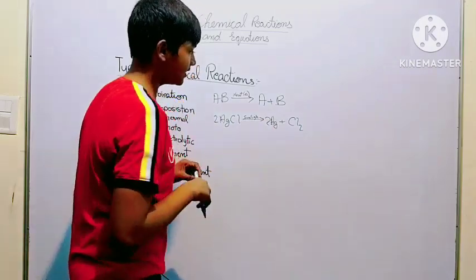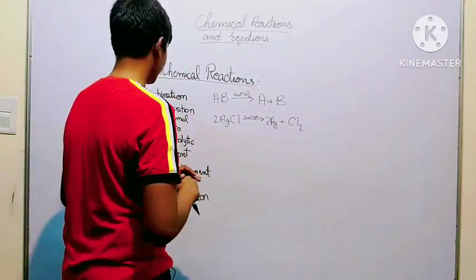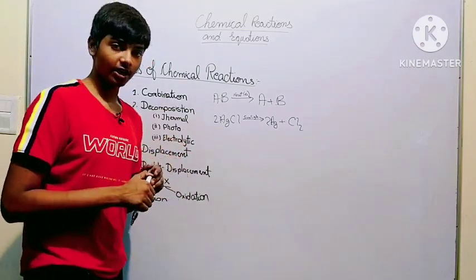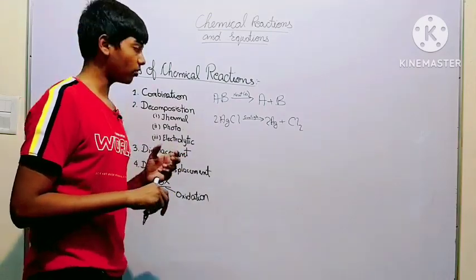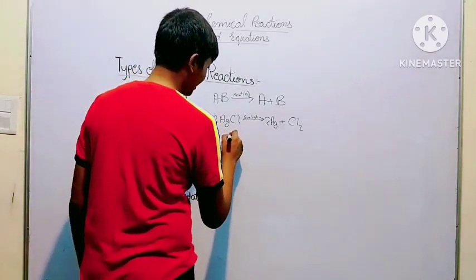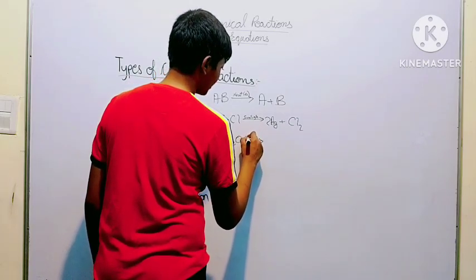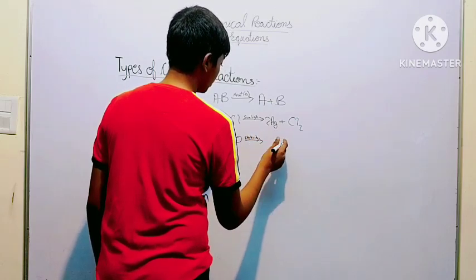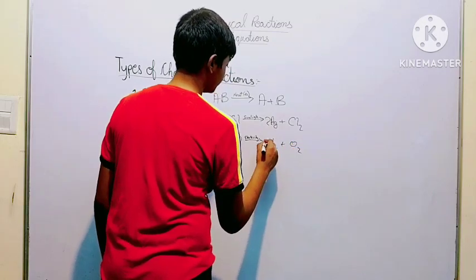2AgCl gives 2Ag plus Cl2 when sunlight is given to the AgCl. A very common example of electrolytic decomposition, or electrolysis, would be the electrolysis of water. You would have heard of the electrolysis of water, in which hydrogen and oxygen are produced. So when electricity is passed through water, it gives hydrogen gas and oxygen gas.